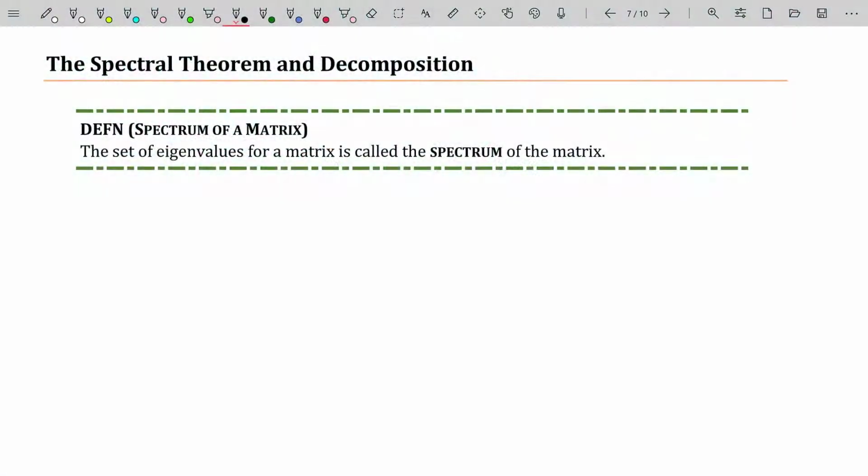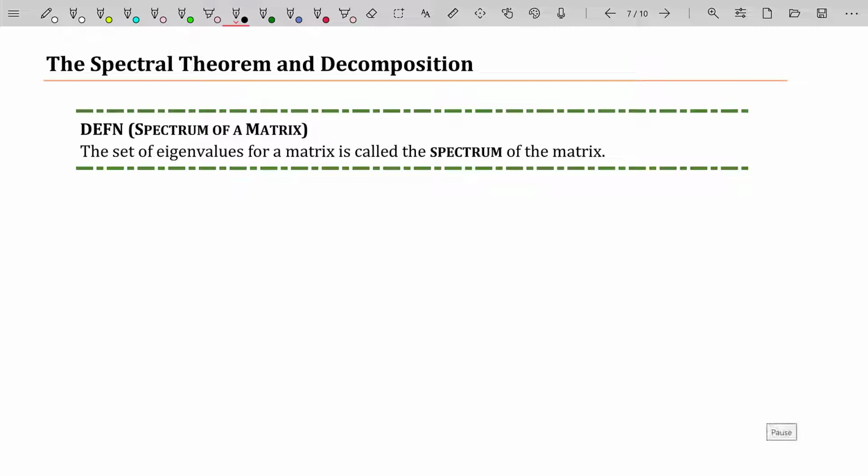Hello, my name is Roy Simpson, professor of mathematics at Cosumnes River College in Sacramento, California. This is a final video on diagonalization of symmetric matrices for linear algebra students. We're going to talk here in this video about the spectral theorem and decomposition, or spectral decomposition, that is. So let's go ahead and get into it.